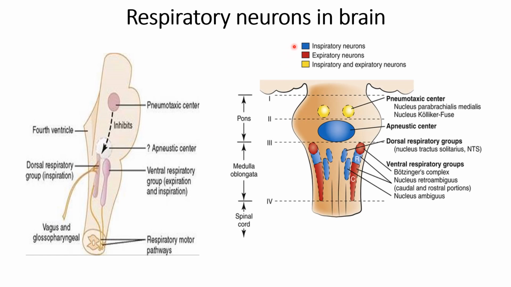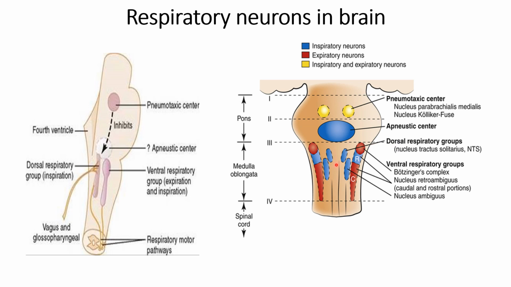Before that, the blue ones are the inspiratory neurons, red are expiratory neurons, and where inspiratory and expiratory are both present, they are yellow. So this part is the pons, this part is the medulla oblongata, and this part is the spinal cord. First comes the inspiratory group of neurons. As we know, this is the dorsal respiratory group. It is situated in the medulla oblongata, on both sides of the midline, and groups of neurons are present around the nucleus tractus solitarius. Nucleus means the cell bodies of many neurons.